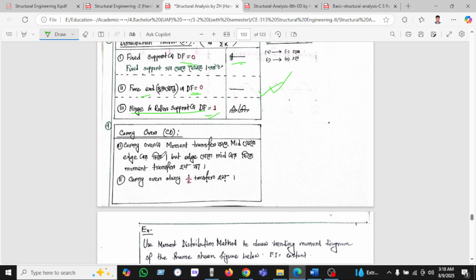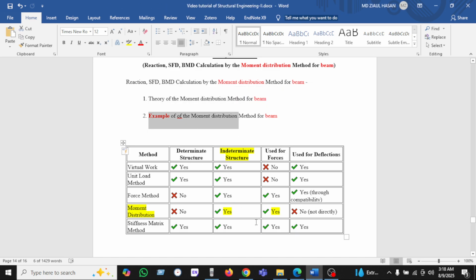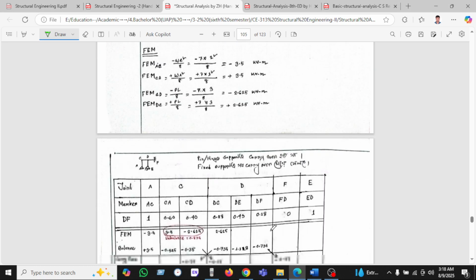Now carryover. Carryover is always half, it is half transferred. Okay, these are our theory. So now we can see some examples. Let's go to an example.